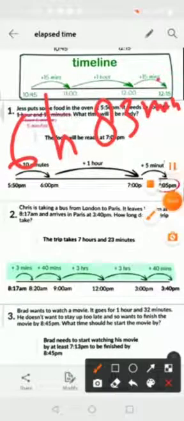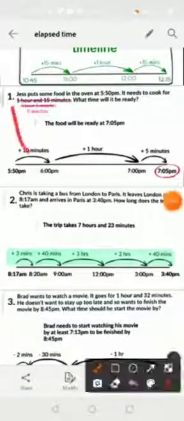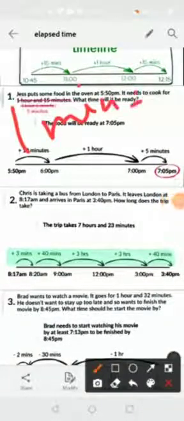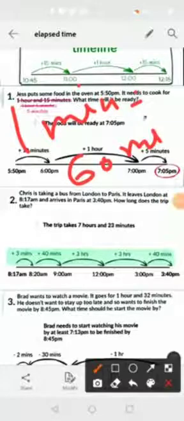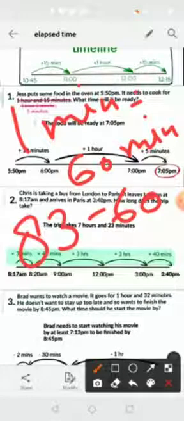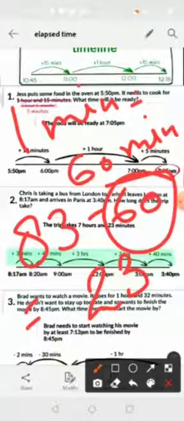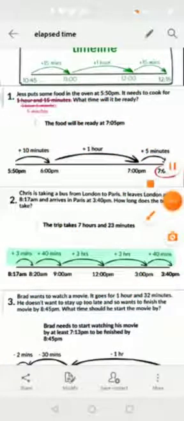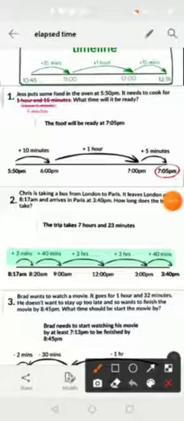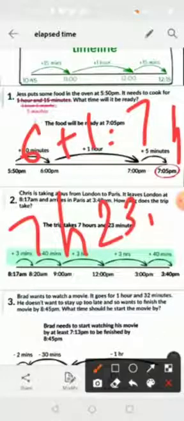But guys, we know that 1 hour is equal to 60 minutes. So we will subtract 60 minutes from 83 minutes. We get 23, and we will transfer the 60 minutes into the hours category. So the duration of the trip would be 6 plus 1, 7 hours. 7 hours 23 minutes.